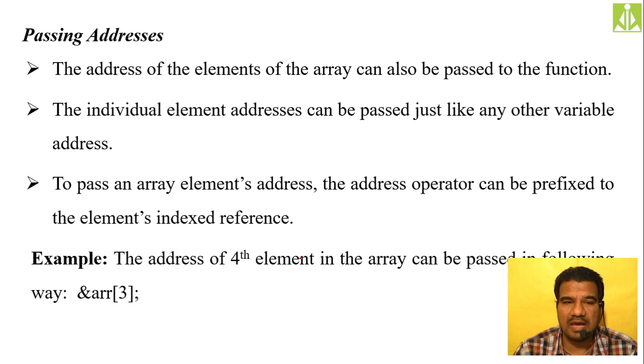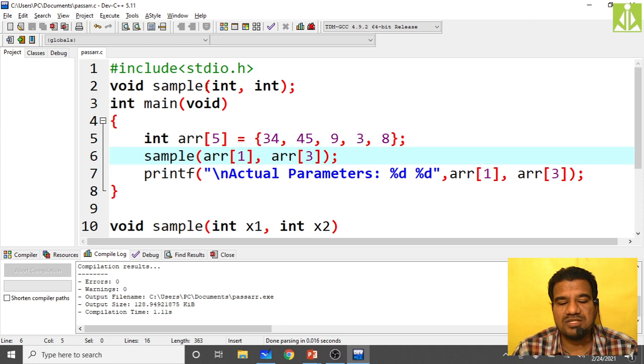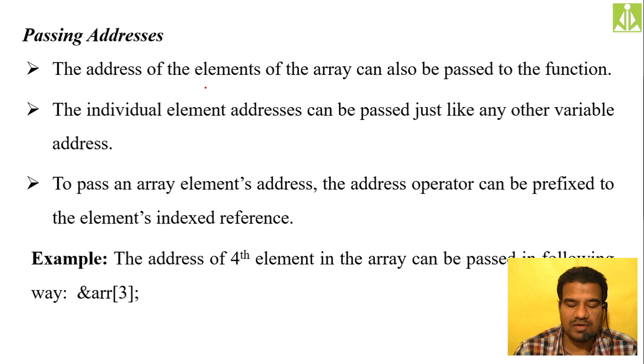So in this case, what will happen when you pass the addresses? The changes you are making to the formal parameters will affect the actual parameter. So that's the reason I am not closing the program. I will just do the modification to this existing program only. So in case of passing addresses, the address of the element of an array can also be passed as an argument to a function. The individual element addresses can be passed just like any other variable address.